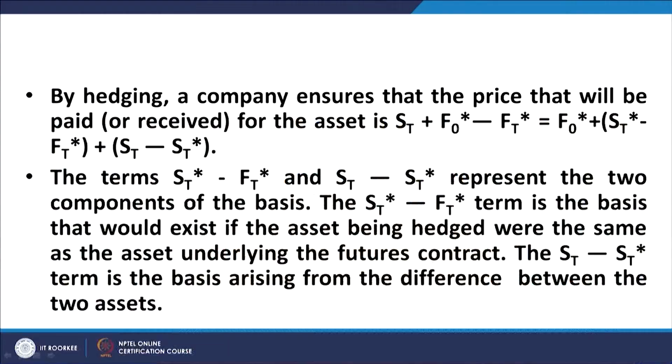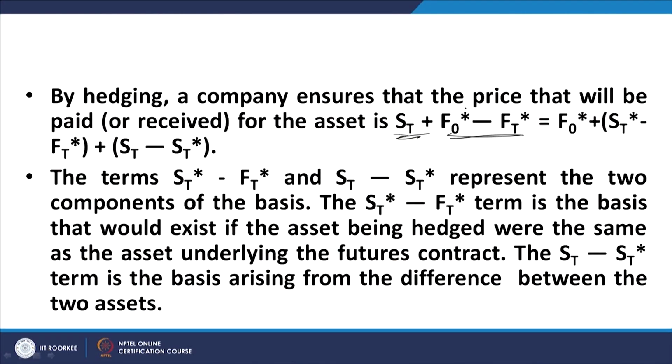Then the price that I receive is going to be given by ST. This is the price that I receive in the spot market when I sell the asset that I own or possess, plus the profit that I obtain from a short position in the futures market. But note that the futures are created on an asset which is different from this particular asset, and therefore this asterisk comes into play. This asterisk represents the futures that are created on an asset which is not the same as this particular asset.